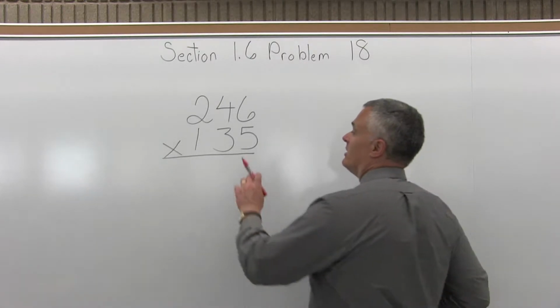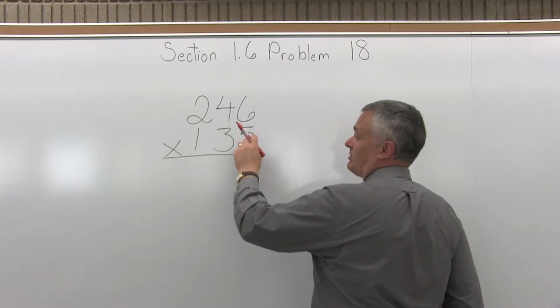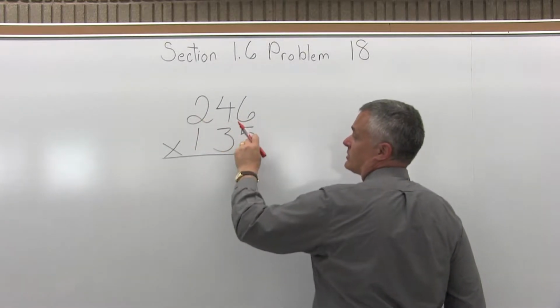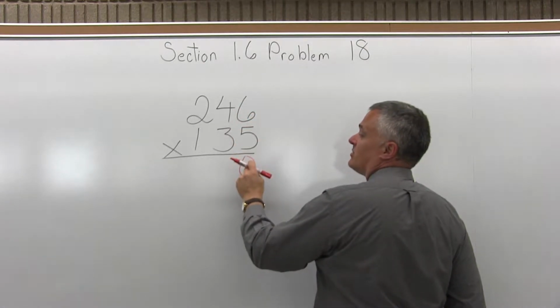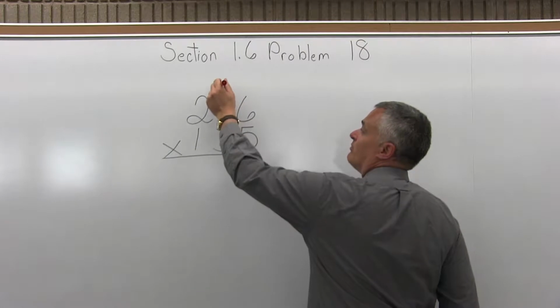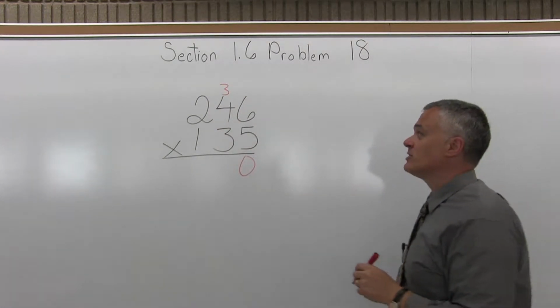Start with the number in the bottom rightmost position, 5, and multiply the 5 times the entire top row. So 5 times 6 is 30. Put the 0 from the 30 under the 5. Take the 3 from the 30 and carry it to the top of the next column over to the left.